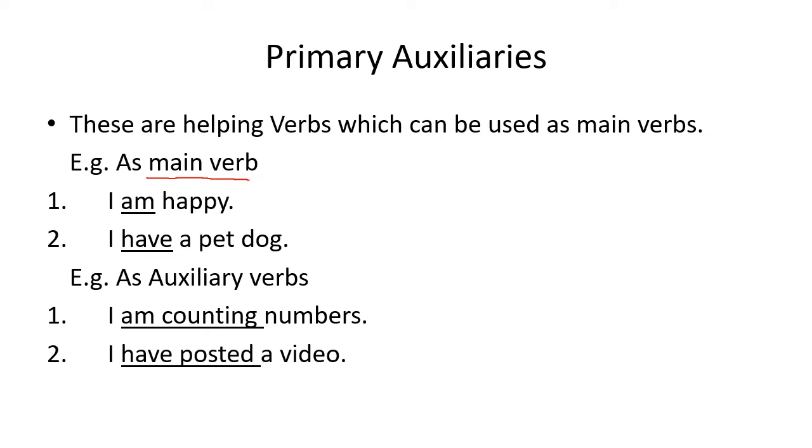Second thing, you see, as auxiliary verbs, primary auxiliaries as helping verbs. There are two examples given. The same auxiliary here, which was used as main verb, you can see is used here as helping verb. But when they are used as main verbs, you will find no other verb, no principal verb. But when they are used as auxiliary verbs, here you will find some principal verbs.